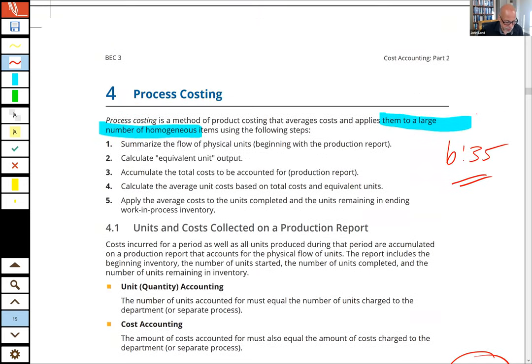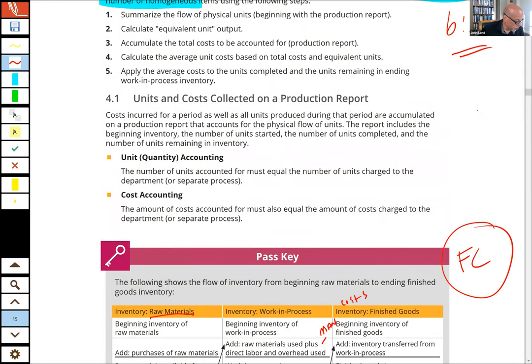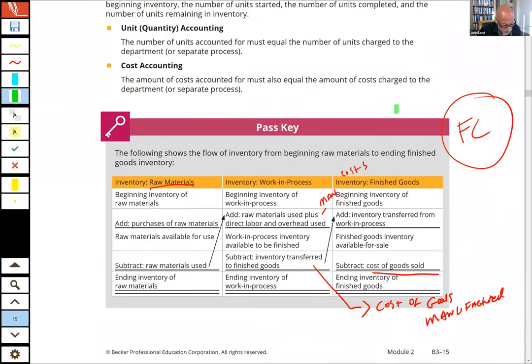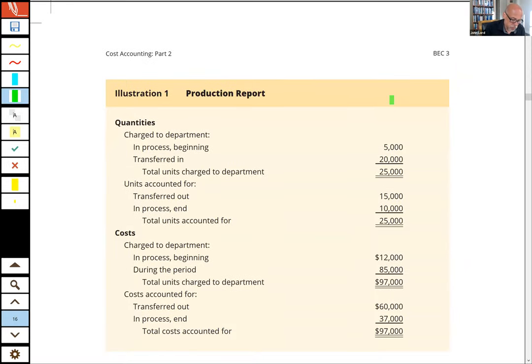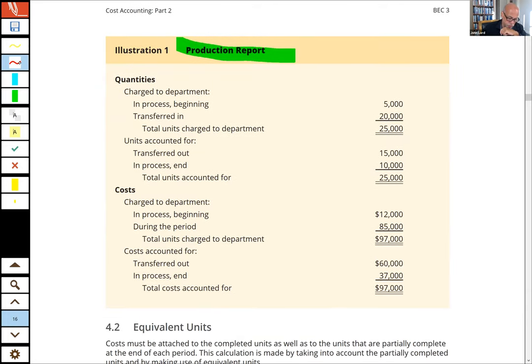Okay, now process costing. And we are going to look at a production report. The only reason we're going to look at the production report here on the next page is I just want you to be comfortable with this silly little thing, just in case the examiners refer to it, you know what they're talking about. So what happens? You have your beginning work in process, you have goods either transferred in from one department to the next, or it could be what started in that department, because maybe they're the first department. So the total units that are in that department are 25,000.